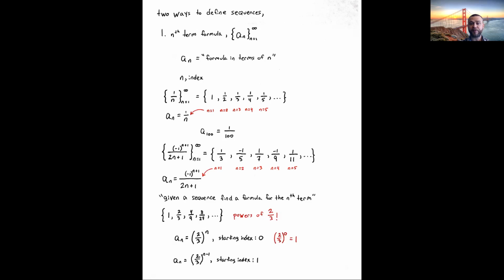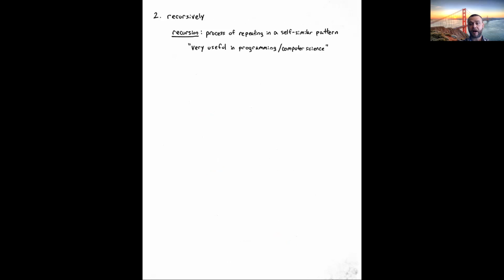Now these were all examples of the first way to define a sequence, with an nth term formula. A second way, which is not encountered too often in our course, but something I want to prepare you for mathematically for what might come next, is called defining a sequence recursively. And this builds off an idea from computer science and programming called recursion, which is basically a process of repeating something in a self-similar pattern.